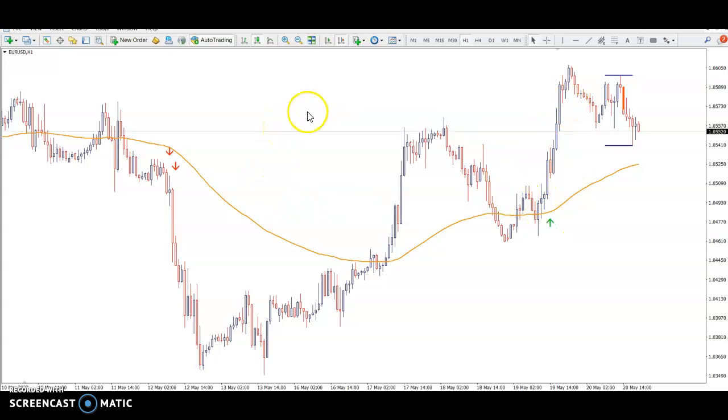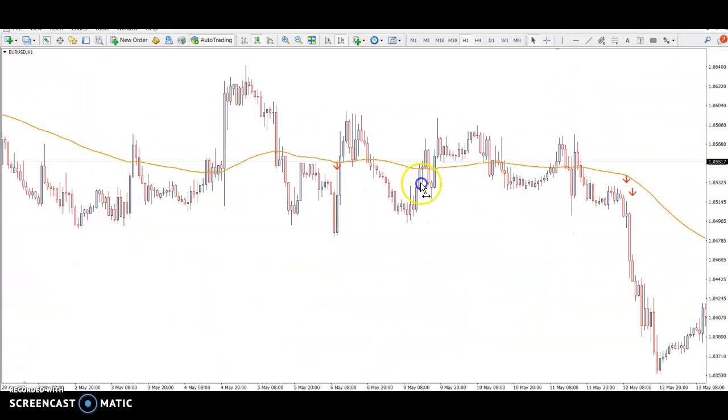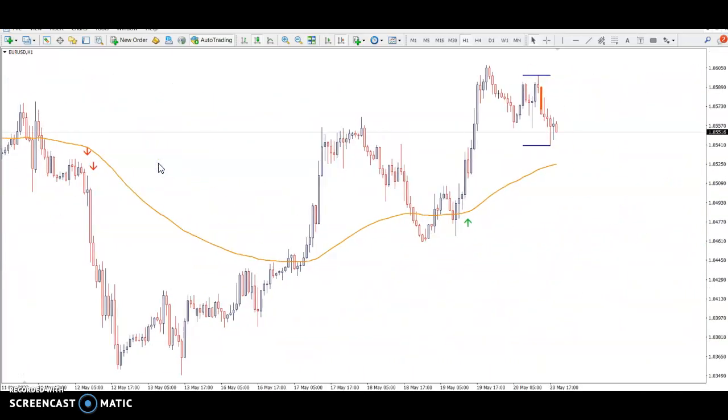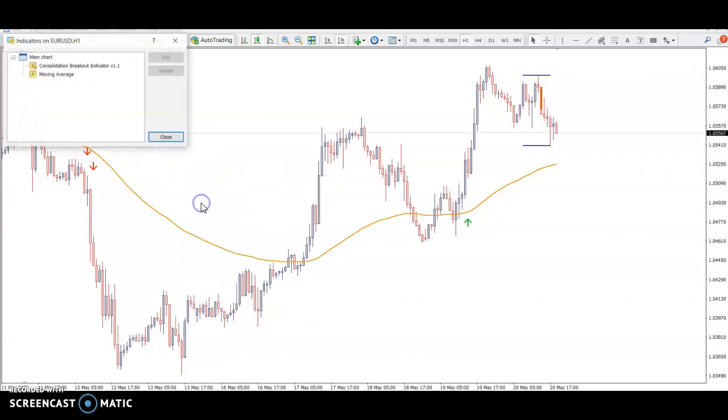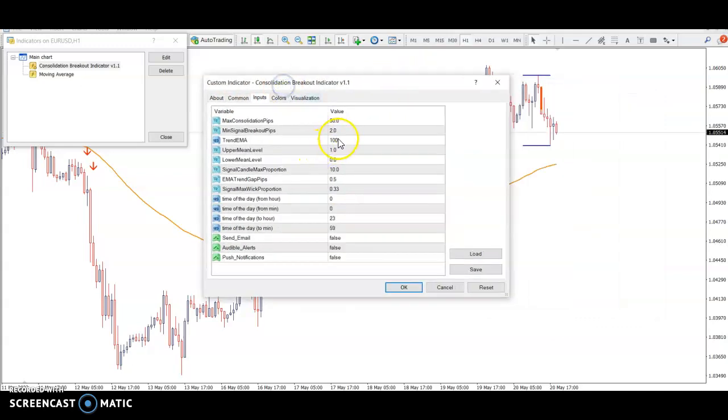Back test your trades. If you did that several signals further back and you were happy with the results, then of course you can save those settings as, for example, consolidation breakout Euro USD H1. But let's have a look at some of the other settings.